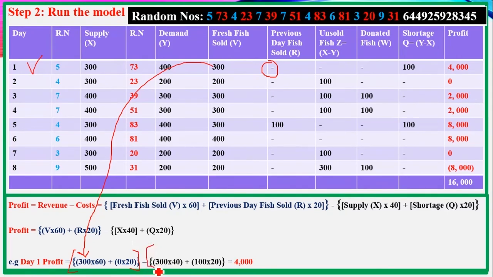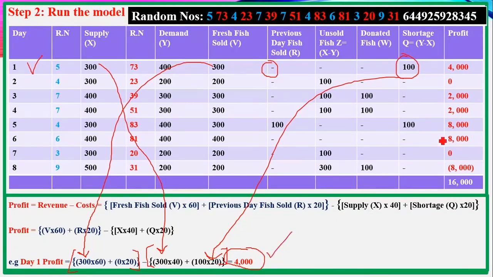The costs. Supply. We are getting a supply of 300 fish and each fish is costing us 40 shillings. Then we didn't meet the demand fully, so we have a shortage and every shortage is costing us 20 per fish. So we have that as the cost. When you total up, we're going to have 4,000 as the profit. So that is how you get the profit for each day.